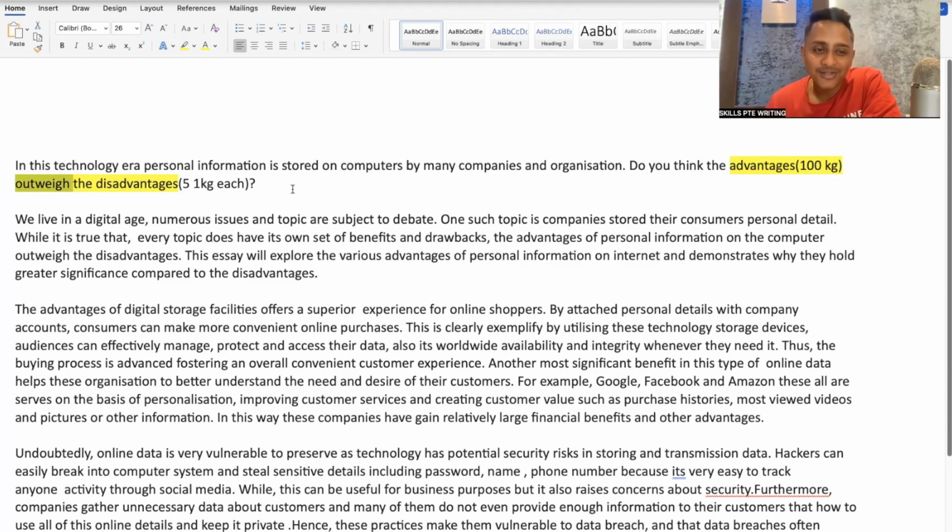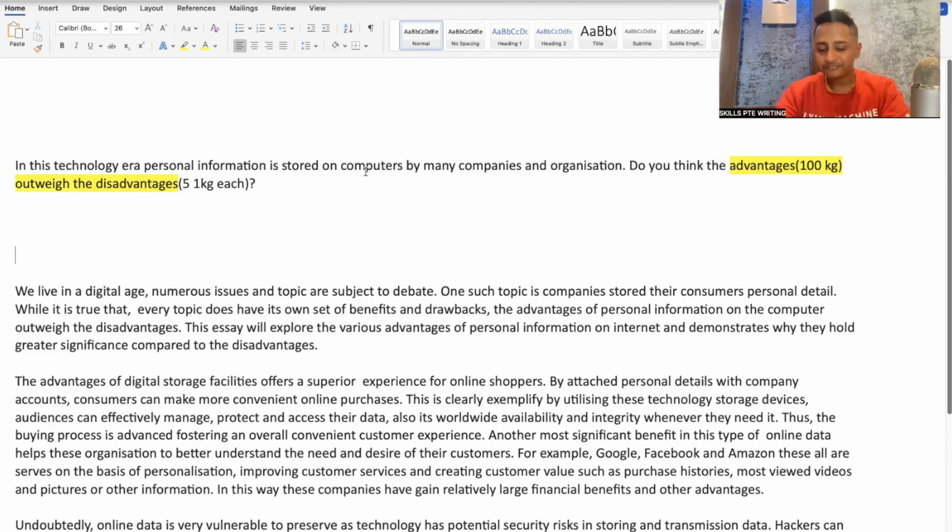So what kind of structure do we often use for this? Para 1 is going to be the intro, where you say advantage outweigh disadvantage or disadvantage outweigh advantage. It's very crucial. You talk about this in the intro part, various advantages, and demonstrate why they hold greater significance compared to the disadvantages. So this is exactly the thing that I'm looking forward to reading. So in the introduction, you need to talk about your viewpoint.